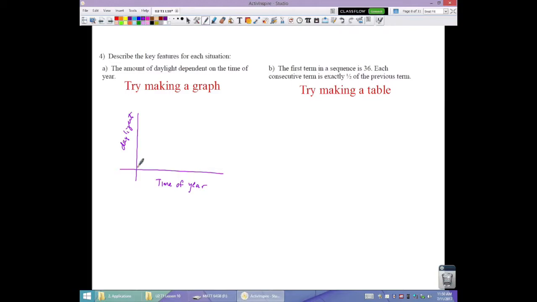So let's say we start with January 1st, being our y-intercept. We have a certain amount of daylight, and as the year goes on, our days get longer until about July, and then they start to get shorter. So till we end December 31st with our days short again the way they were at the beginning of the year. So this would be increasing from, let's say, January to July, and then decreasing from July to the end of the year, the end of December.